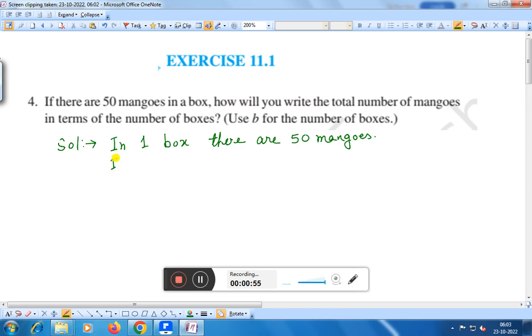In two boxes there are 50 into two mangoes. In three boxes there are 50 into three mangoes.